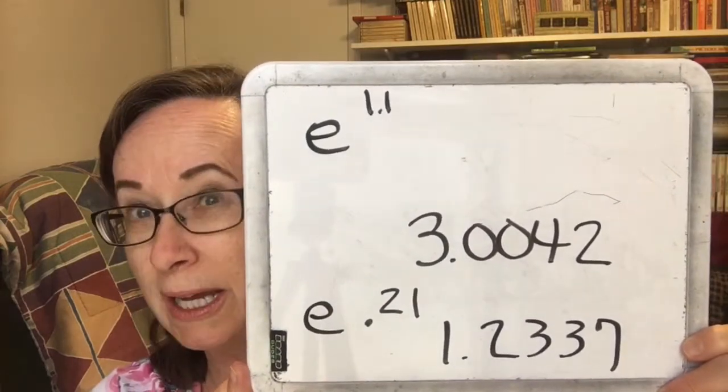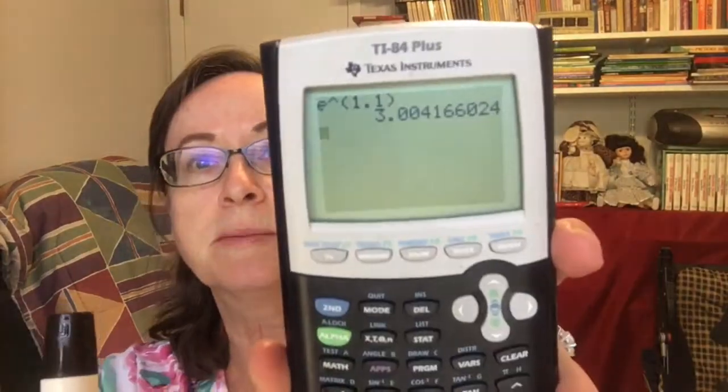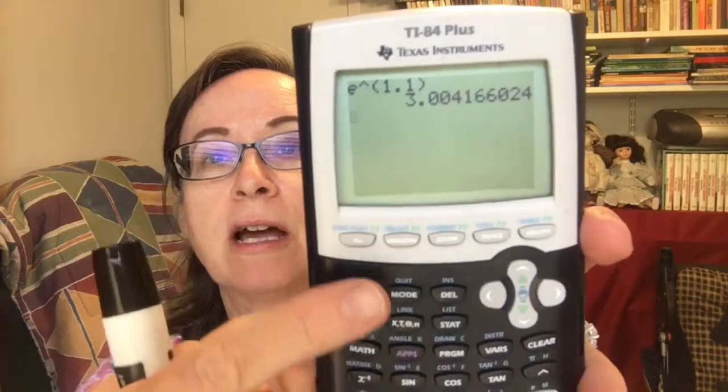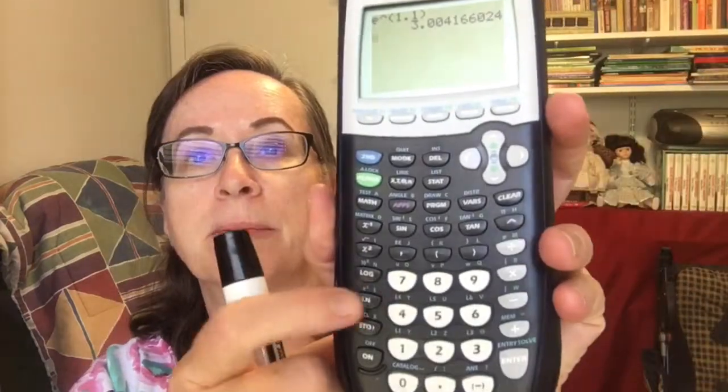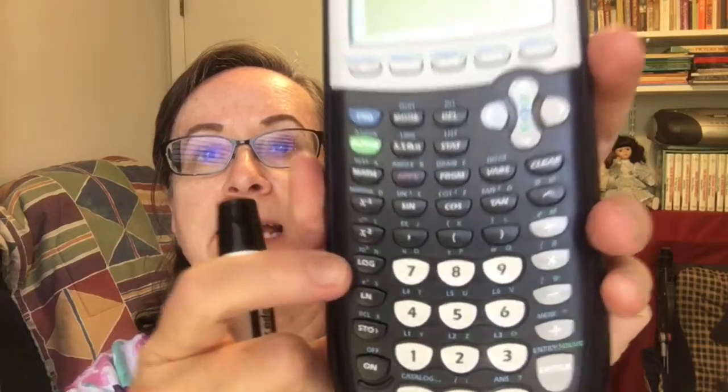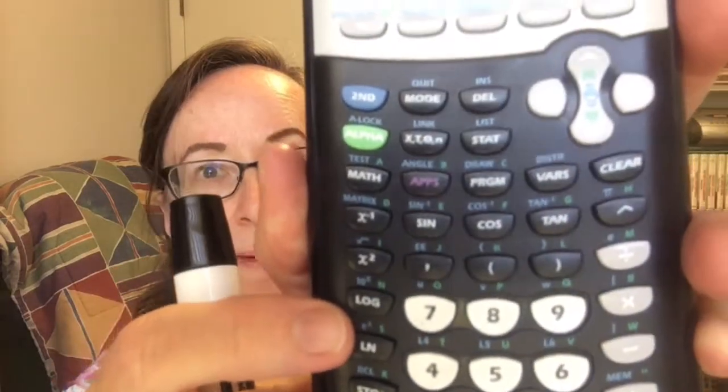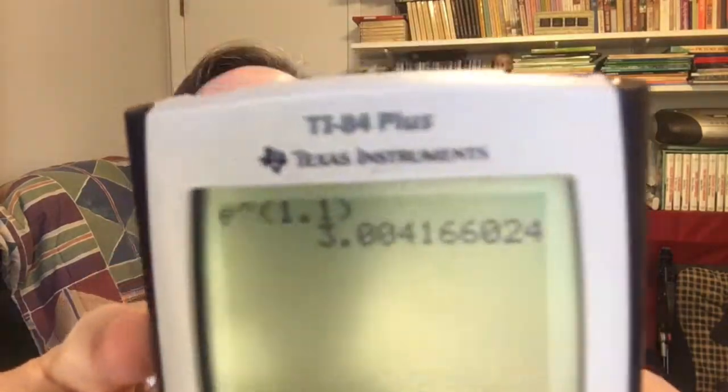All you have to do is go to your natural log. You're going to hit the second function here, and you can see that the second function of your natural log button is your e to the x button. So you're going to hit second and then natural log, and that will give you your e to the x.